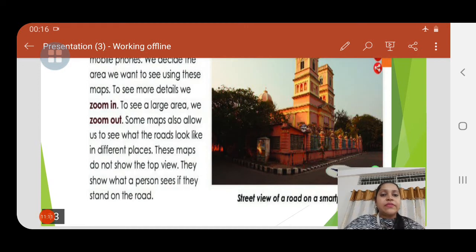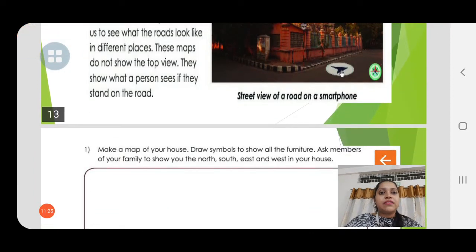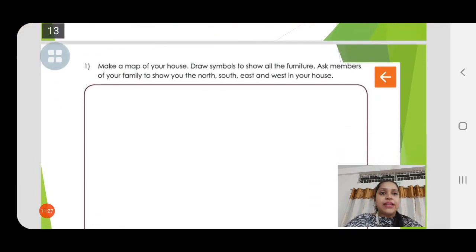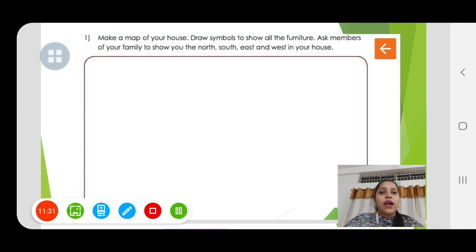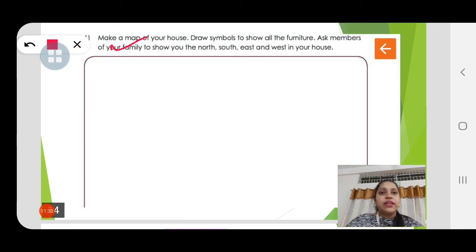And what it's given here is some maps also allow us to see what the roads look like in different places. These maps do not show the top view, they show what a person sees if they stand on the road. So children, now let's proceed to the next page, and in the next page you can see make a map of your house. Okay children, and draw symbols to show all the furniture. Ask members of your family to show you the north, south, east and west in your house.